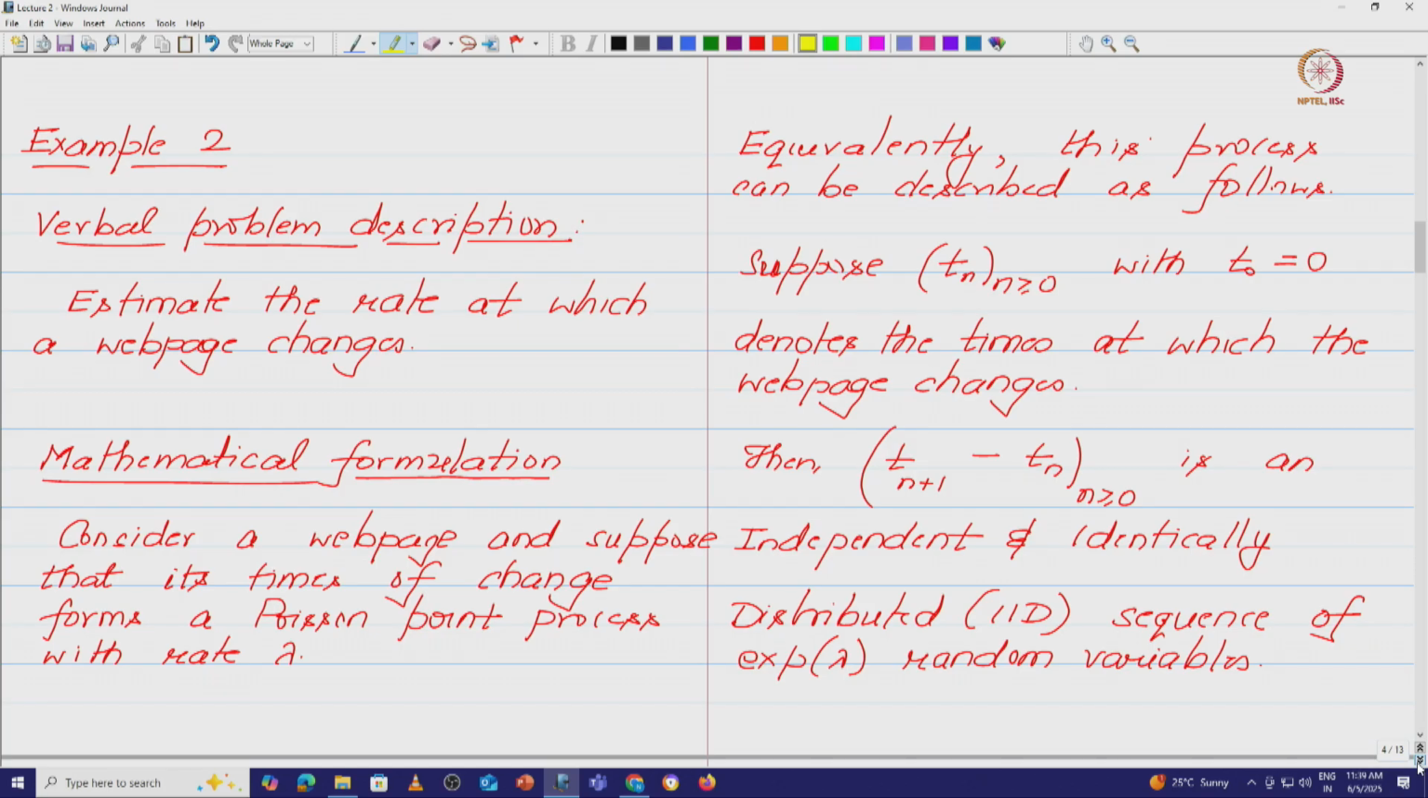So this is example 2. Again, the purpose of this example is to illustrate the utility of stochastic approximation algorithms in applications of interest. First, let me give a simple verbal description of the problem that we plan to tackle under this example. The problem is that we have a web page and we wish to estimate the rate at which this web page changes. Okay, so let me elaborate a bit.